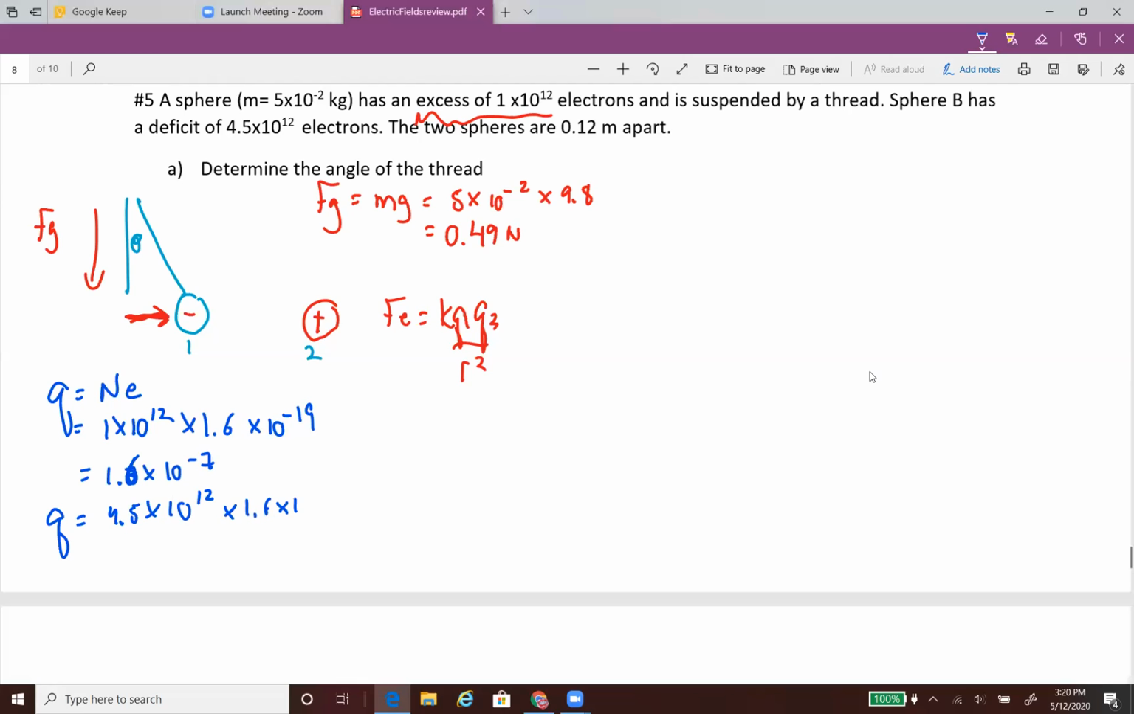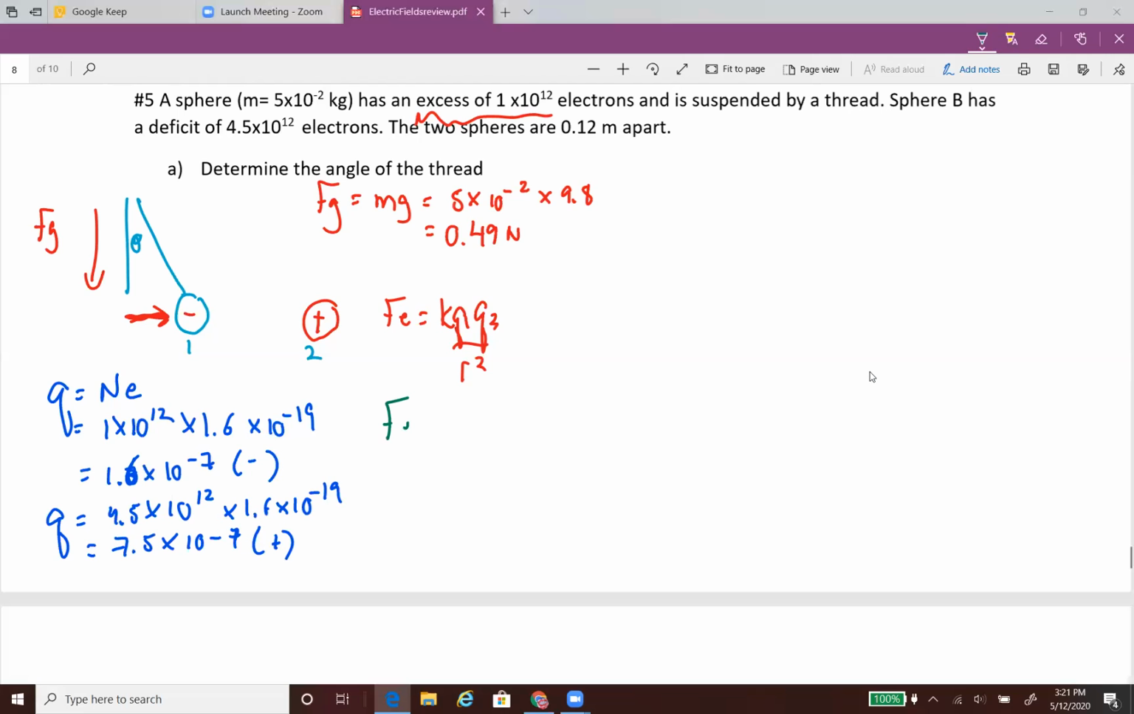So its charge, we work that out, would be about 7.5 times 10 to the negative 7, electrons. Again, this is negatively charged, and that would be positively charged. So we can now work out the force of attraction.